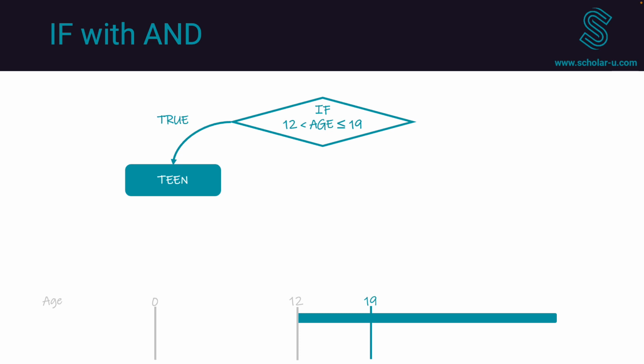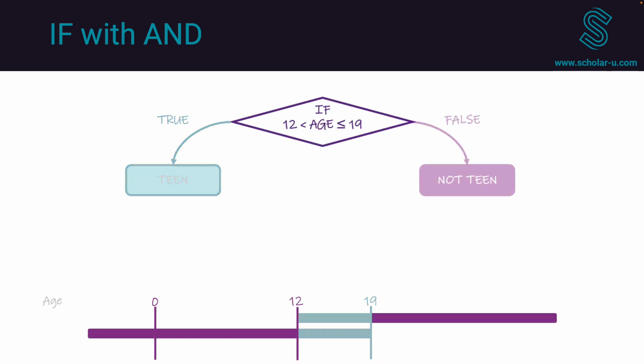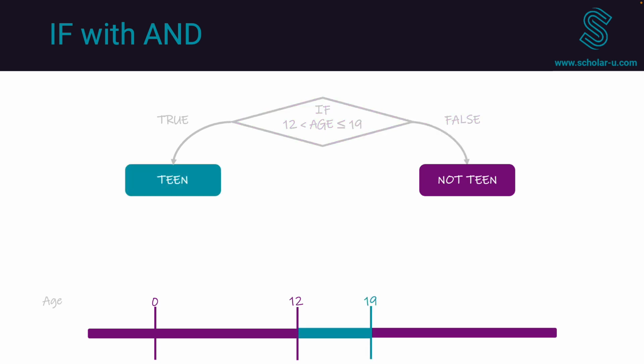Let's first highlight individuals older than 12 years in the timeline. Next, we highlight those aged 19 or younger. We observe an overlapping region for individuals older than 12 and younger than or equal to 19. This overlapping area represents teenagers. Utilizing the and criterion, where both conditions must be true, we classify individuals in this area as teenagers. Those not meeting both criteria are labeled as not teenagers. We can consolidate these classifications into a single chart at the bottom.